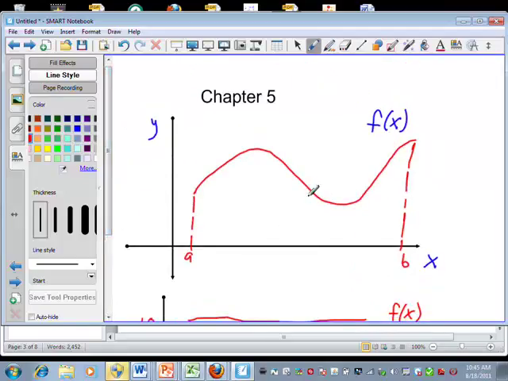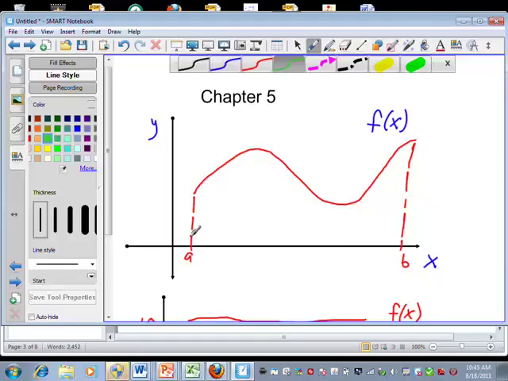Who's seen this formulation before? Okay. Who knows what the integral is? Okay. So it's not that much of a review. What we're going to do is take the interval a to b, and we're going to break it into pieces. Does that sound familiar? Okay.